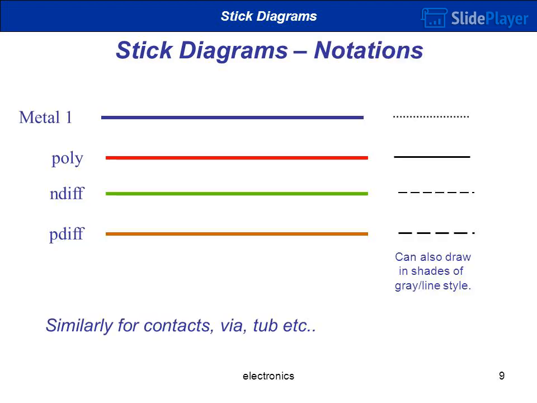Stick diagram notations. Metal 1 could also be drawn in shades of gray or line style. Poly, diffusion. Similarly for contacts, vias, and so on.